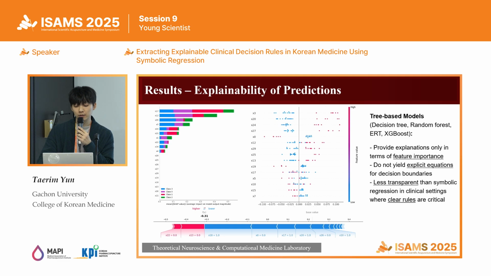And for the conventional tree-based models, they can provide explanations only in terms of feature importance. That is, you can see which feature played an important role in classifying. They do not yield explicit equations for decision boundaries. This is less transparent than SR because in clinical settings, clear rules of diagnosis are important.